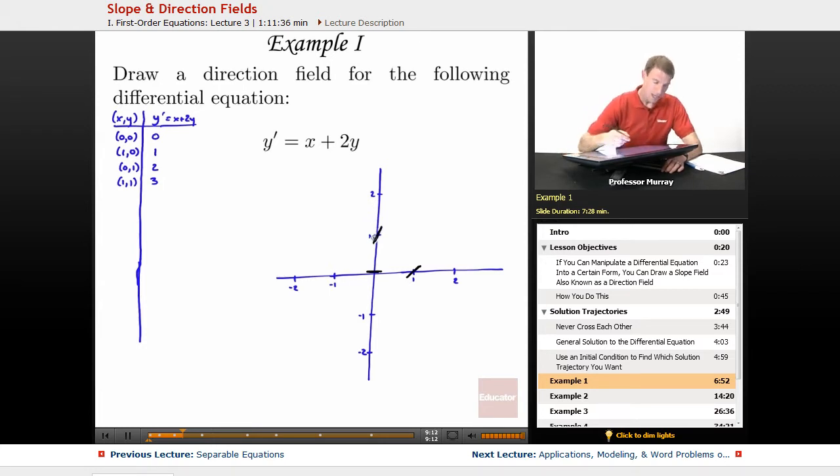There we go. And at 1, 1, we've got the point 3. So that's really, we've got the value 3. So that's really quite steep. I'll draw that almost vertical. So there's a point that's almost vertical there.